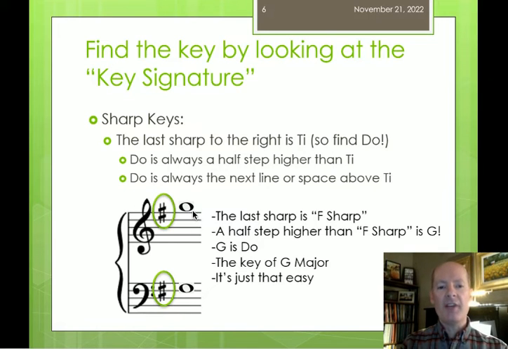Now, once I find do, I need to check the key signature to make sure there's not a sharp sign on the line or space in which do is. Here, there are no G sharps anywhere, so I know that G natural is do. We'll look at that a little bit later.